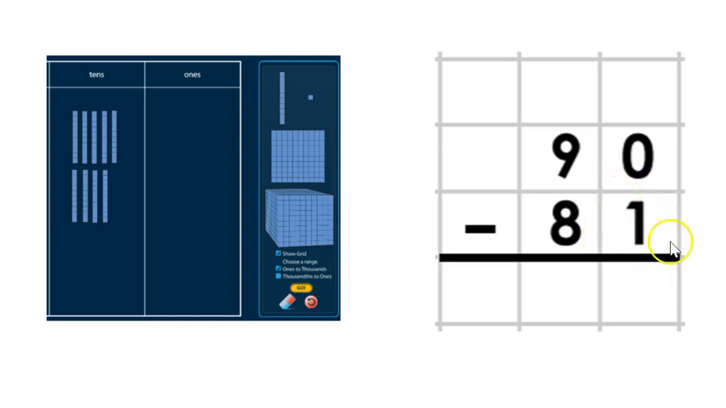So I'm subtracting 1 from 0. And when there's more on the floor, I go next door. So I'm going to have to borrow from one of those tens. So I'll have 8 tens, and I'll move those 10 over into my ones, making it 10 ones. Now I can subtract 1.